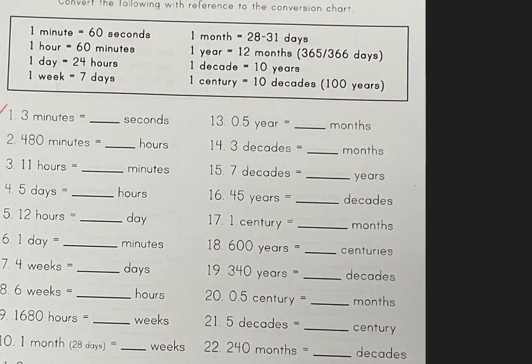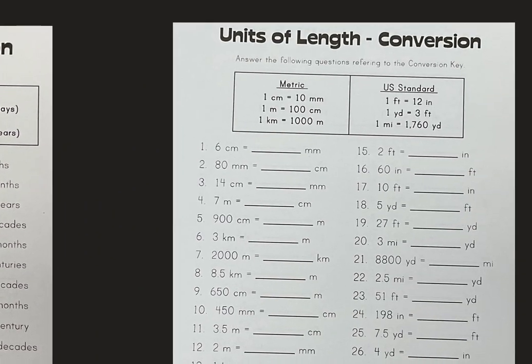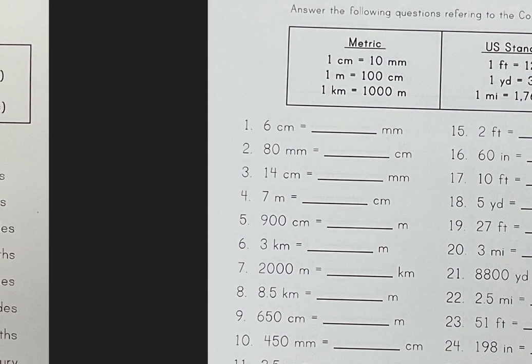Okay, let's do another one. Let's use units of length instead of time. Okay, so let's look at number 1 on this one. It says 6 centimeters equals a certain amount of millimeters. So we can go ahead and draw out our tic-tac-toe board, right? Draw it out just like that, and then we go ahead and begin.